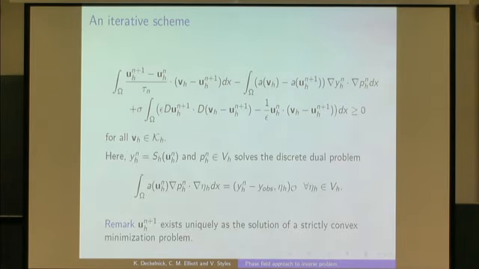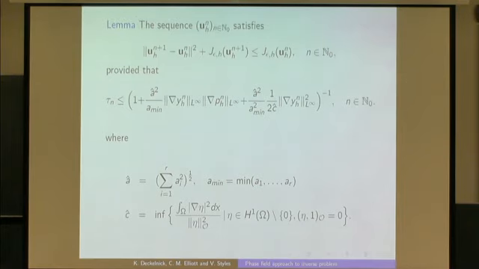So here's the remark which justifies this. You can prove that u^(n+1) exists uniquely as the solution of a strictly convex minimization problem. So it exists, and u_h^(n+1) is the solution for y_h^(n+1), and p_h^(n+1) solves the dual problem. And now the question is, does this converge? And does it converge to a critical point? And this is possible. So we have the following result.